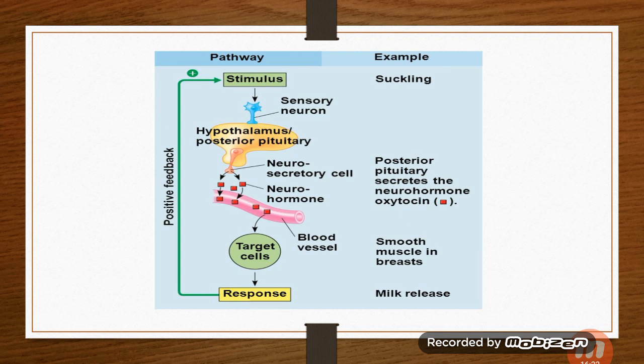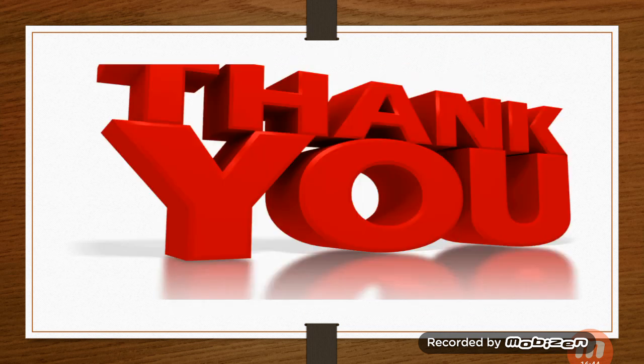So example is suckling. Posterior pituitary secretes the neurosecretory cells to produce oxytocin.